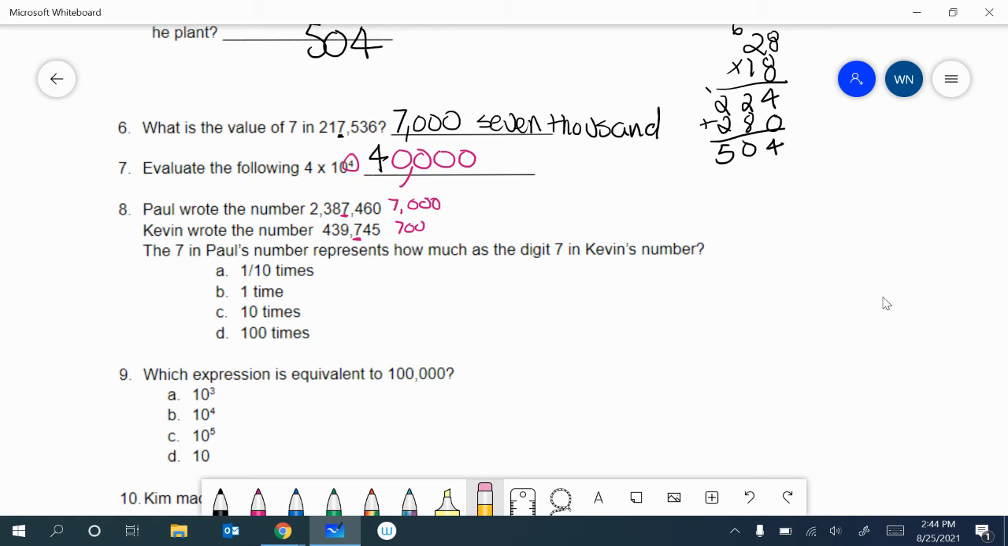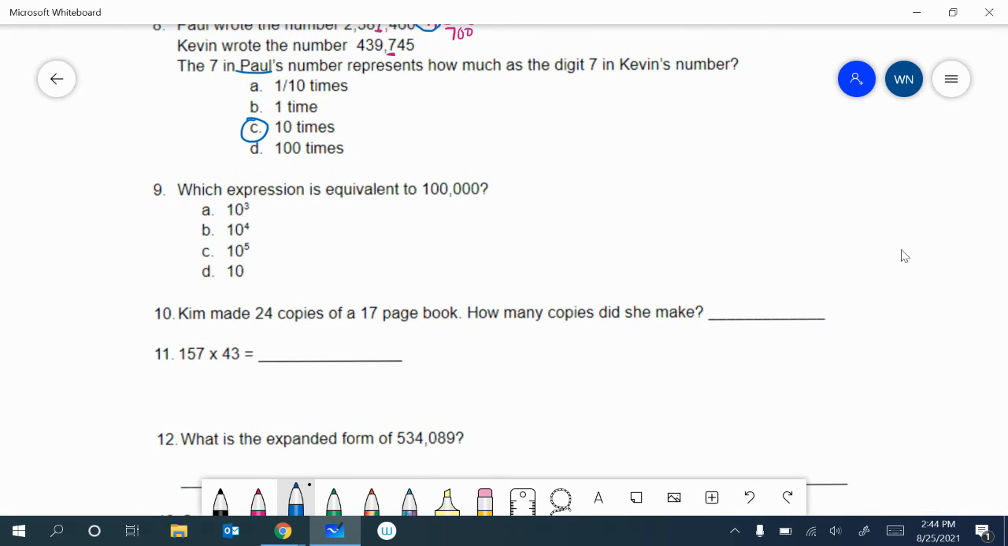I could line those up a little bit better for us to really see it. As you can see, that 7 is one more to the left than this one. So this 7 is 10 times bigger. So Paul's is 10 times bigger than Kevin's 7. Number 9, which expression is equivalent to 100,000? Let's count our zeros. 1, 2, 3, 4, 5. We have 5 zeros, so I know it is C, 10 to the 5th power.